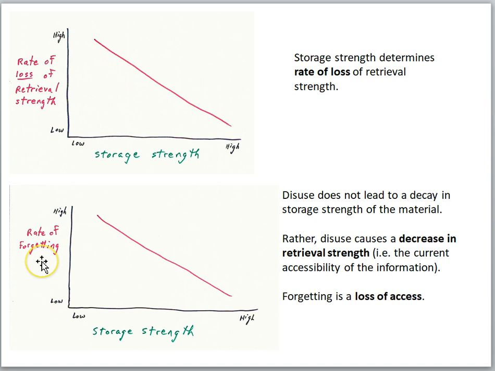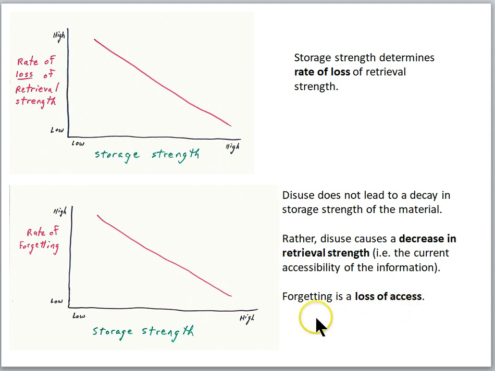So under this theory of disuse, forgetting is about a loss of retrieval strength. So when we don't think of information for a while, we forget stuff. Disuse does not lead to a decay in the storage strength of the material. Rather, disuse causes a decrease in the retrieval strength of that information, the accessibility of the information. So forgetting is a loss of access. Now, out there in the everyday public, lots of folks maybe think of forgetting as the memory trace somehow getting weaker and weaker over time. And these psychologists are arguing that forgetting is more about a loss of access to the information.